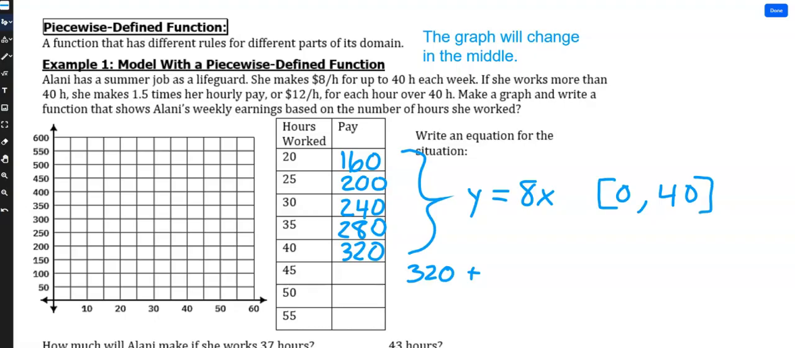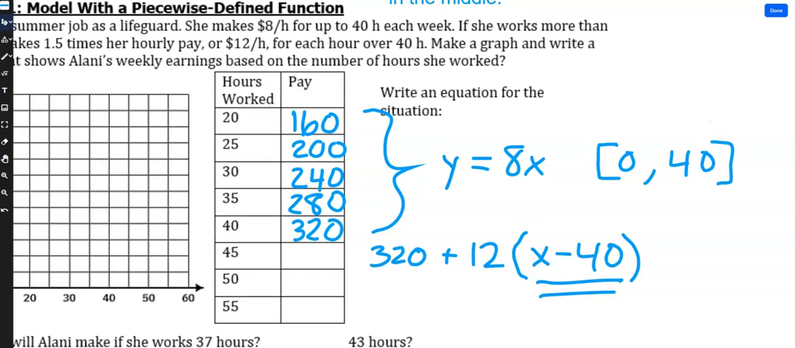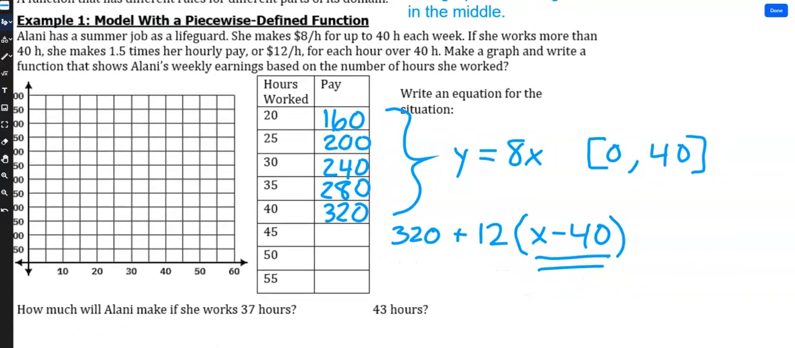But now when she hits the 45 mark, she's going to get $12 an hour. But something different's happening. Okay? You can't say $12 an hour for all 40 hours or all 45 hours. It's just the number of hours above 40. So that's why you have to throw in this x minus 40 thing. So what we're defining is called a piecewise function.